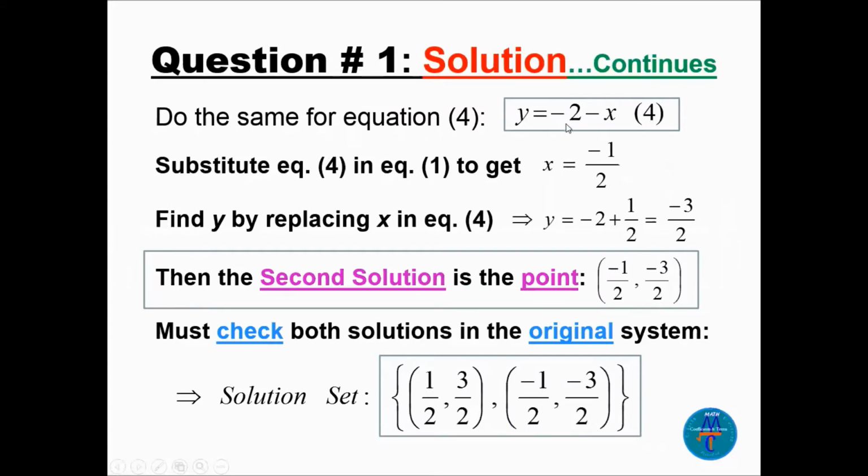Now you do the same thing for equation 4. y will be minus 2 minus x. Replace it in equation 1. You will get x equals minus half. Then to find y, replace x equals minus half in equation 4. So minus 2 plus half, because minus minus becomes plus, so minus 3 over 2. This is the second solution, the second point, (minus half, minus 3 over 2). So you must check now. Take this x and y in both equations of the system, and take the first point also and check it in the original equations. Now both will work, so we can conclude that the solution set is one point and another point.